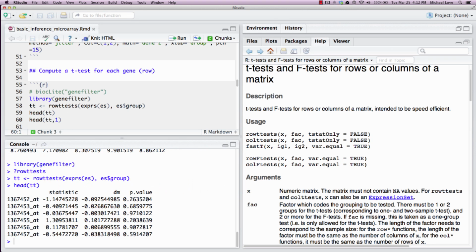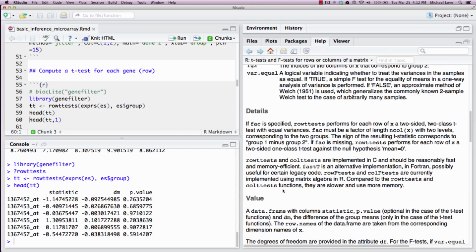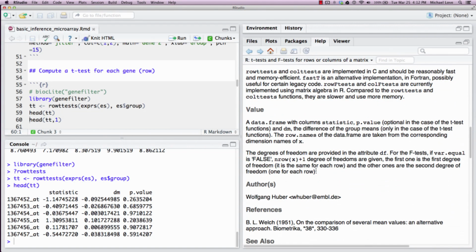So we have a row for every row of the matrix we gave it, and we have these three columns, statistic, dm, and p.value. And in the help for rowttests, it tells us that we have the columns statistic, p.value, and dm, which is the difference of the group means.